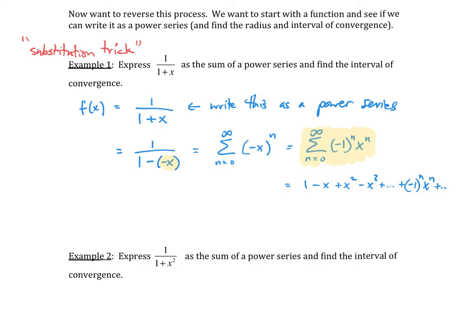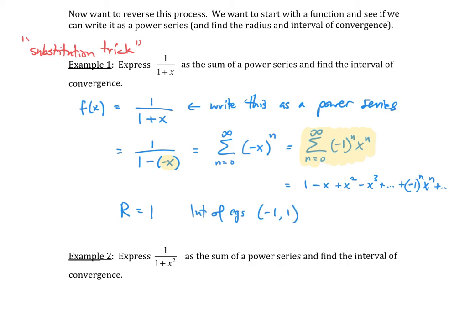Okay. The second thing I want to mention is that the radius of convergence is going to be 1, and the interval of convergence is still going to be from negative 1 to 1.